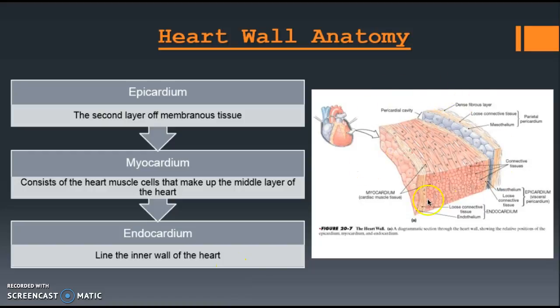And here is just an image that shows the different layers. So you've got the endothelial layer, and you've got the endocardium, which is here, and the myocardium, and then the epicardium, which is here. The heart sits in a fluid-filled cavity, which is also called the pericardial cavity.